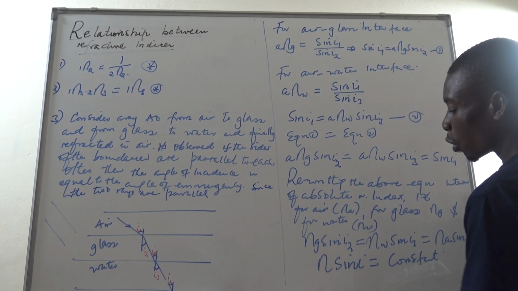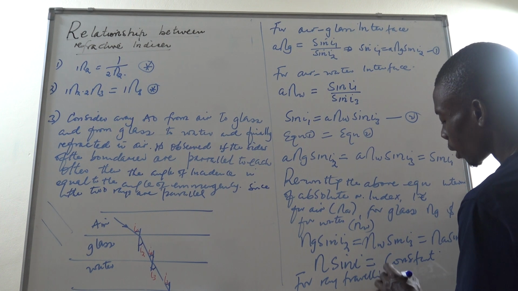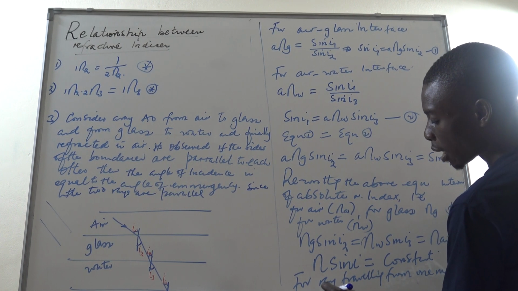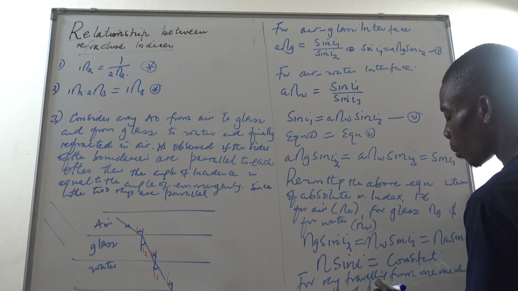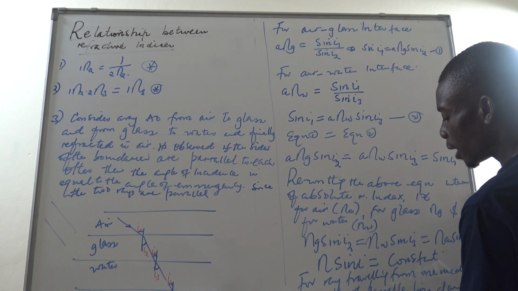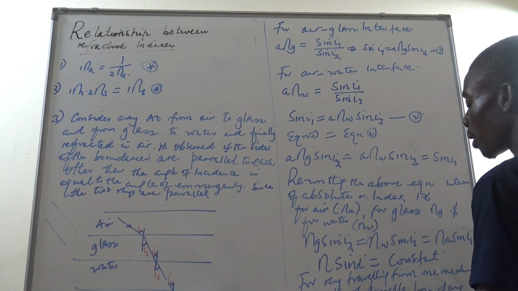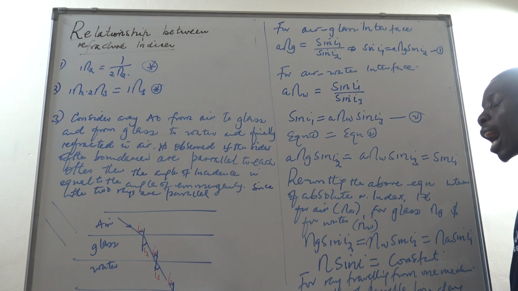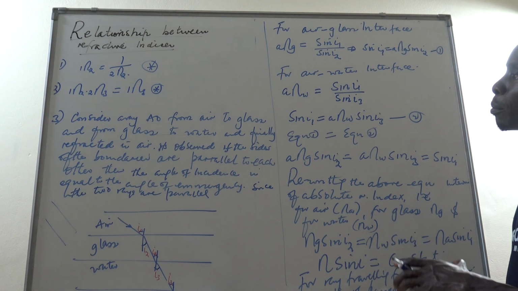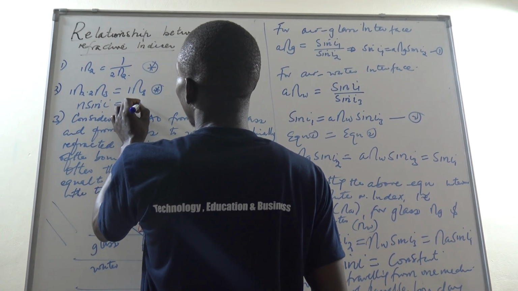Okay? And then you make the conclusion that for rays traveling from one medium to another of parallel boundaries, n sine I is equal to a constant, where n is the refractive index of the medium and I is the angle of incidence in the medium. So this is also one of our important expressions, that n sine I is a constant.